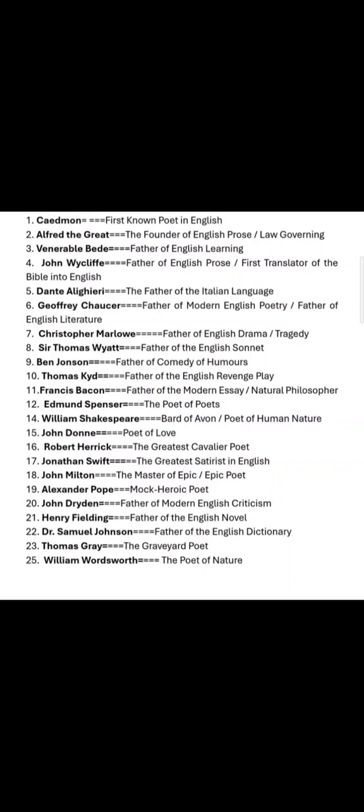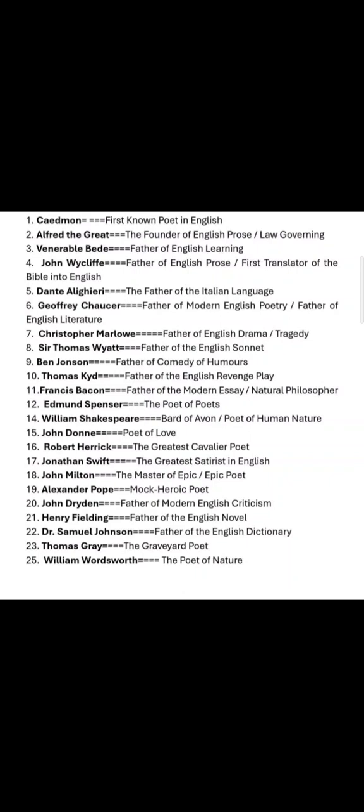Sir Thomas Wyatt, he was of the Elizabethan age, and he is known as the father of the English sonnet. That means the pattern of writing poems of 14 lines. The foundation was laid by Thomas Wyatt. Ben Jonson, father of the comedy of humors. That means in his plays we often come across comedies or humorous behavior. Thomas Kyd was a member of the University Wits, called the father of English revenge play.